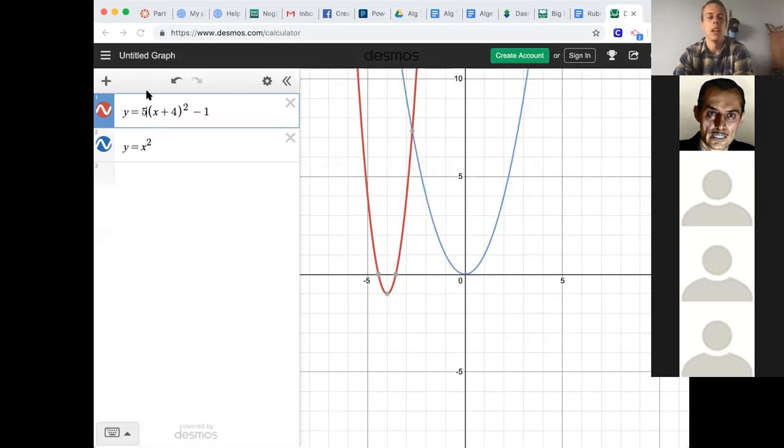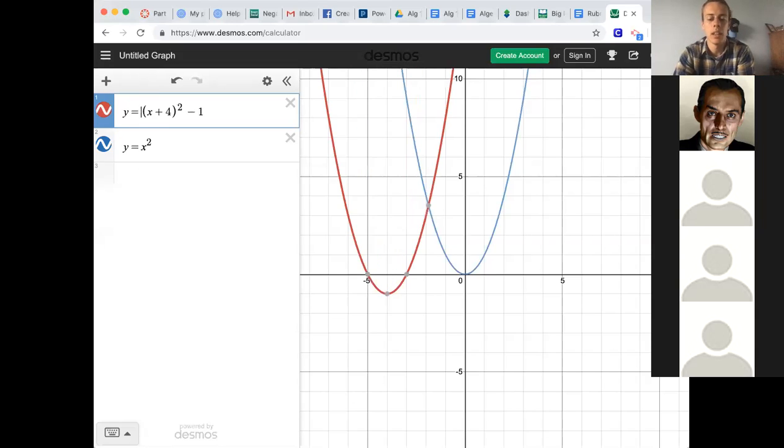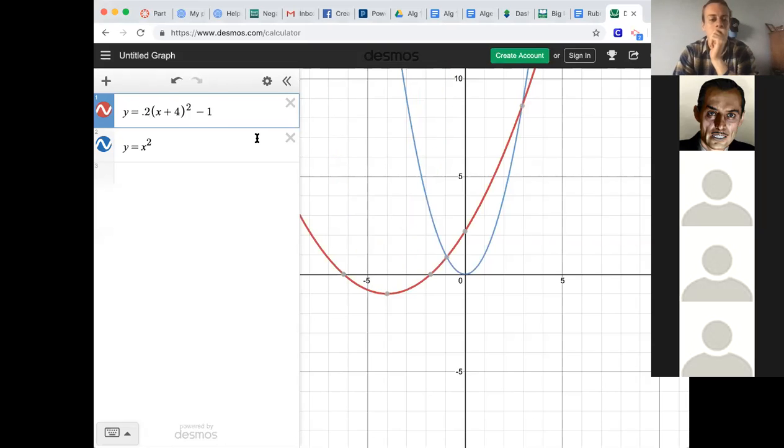Now let's go back and look at what happens if we make this 0.2. What happened to the graph? It vertically shrinks it. It made it flatter. That part we'll get to a little bit on Friday. I'm just giving you a preview of what's to come.